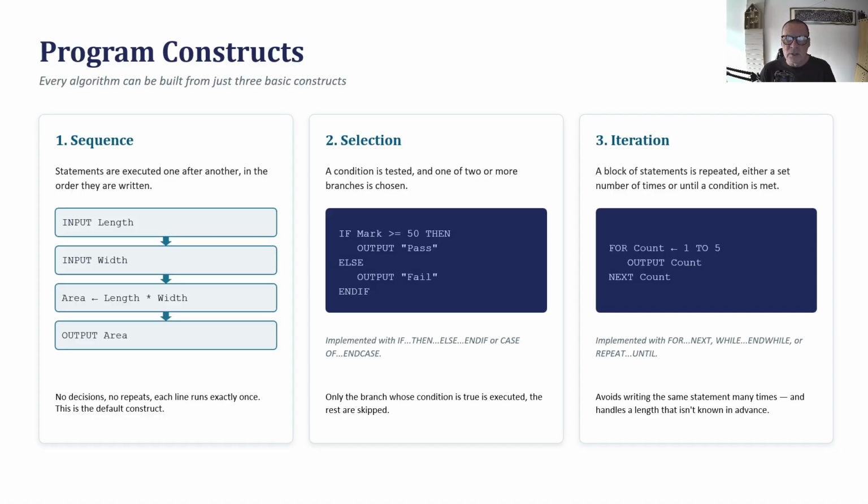Then we've got iteration. So in iteration, a block of statements is repeated. It could be repeated a set number of times or until some condition is met. For those, we've got three things normally in pseudocode. We've got for loops, while, end while loops, and we've got repeat until loops.